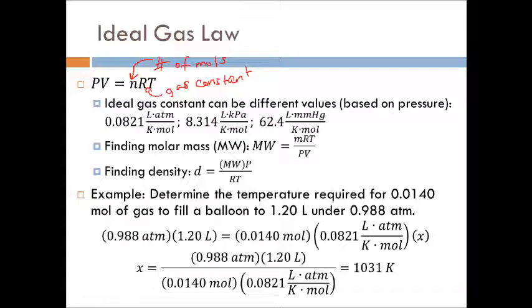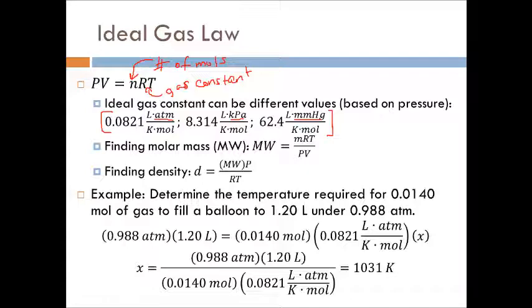We actually have 3 gas constants. Here they are. You don't have to memorize these, you just need to write them down somewhere. The difference is that you have 3 different ones based on the pressure. So whatever pressure unit you have, you choose the appropriate one. Now, if the question asks for pressure, it does not matter which one you give.